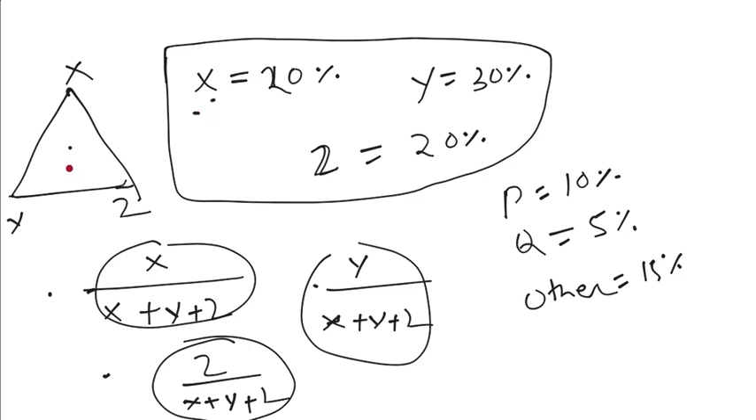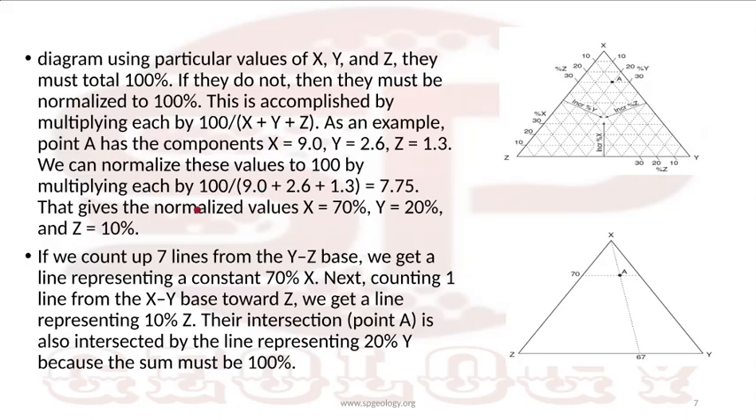Similarly, an igneous rock contains many minerals. So for the required three minerals through which we represent the rock, we always have to normalize them, or recalculate those percentages to 100%, so that we can represent them in a triangular diagram. The values x, y, z must total 100%. If they do not, they must be normalized to 100%.